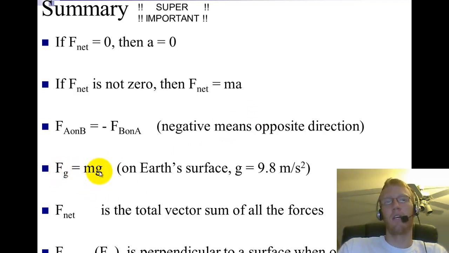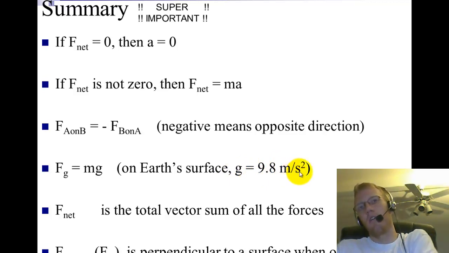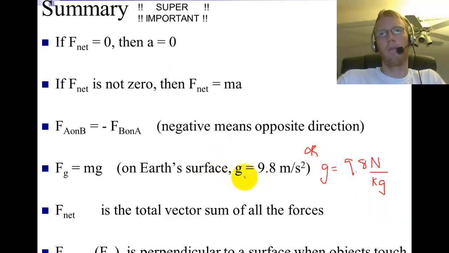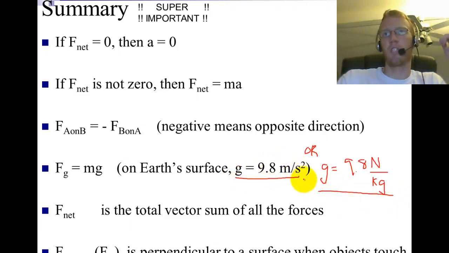Remembering again that this g is the same as it was in chapter 3. It's the acceleration on Earth's surface, or the force caused by the gravity of Earth, and it is 9.8. Units are meters per second squared. That's equivalent to newtons per kilogram. The units are equivalent. In fact, I'm going to write that down. Okay, that is identical to that. Same thing. So meters per second squared mathematically are equal to newtons per kilogram.